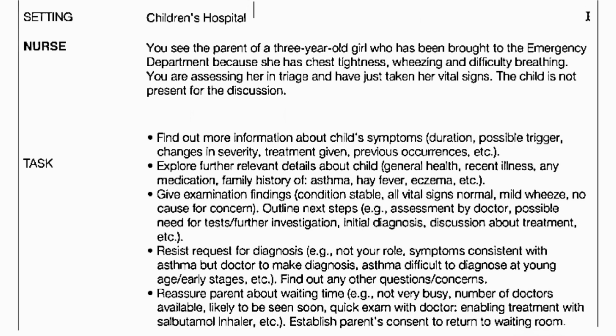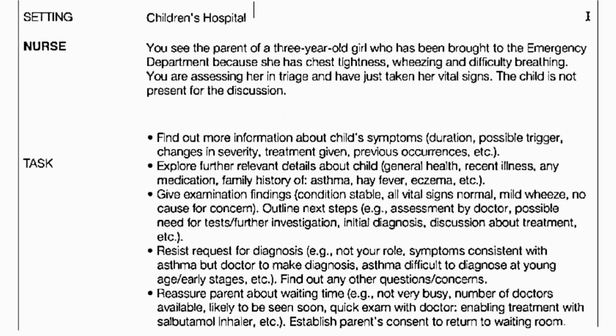It happens in a children's hospital and the scenario is: you see the parent of a 3-year-old girl who has been brought to the emergency department because she has chest tightness, wheezing and difficulty breathing. You are assessing her in triage and have just taken her vital signs. The child is not present for the discussion.